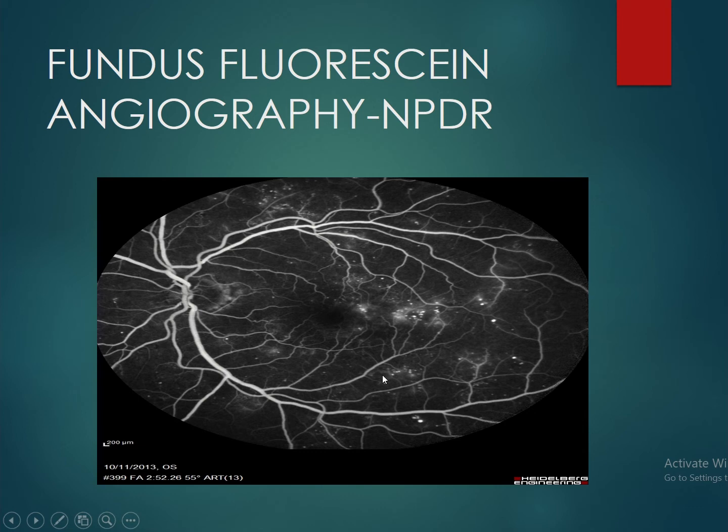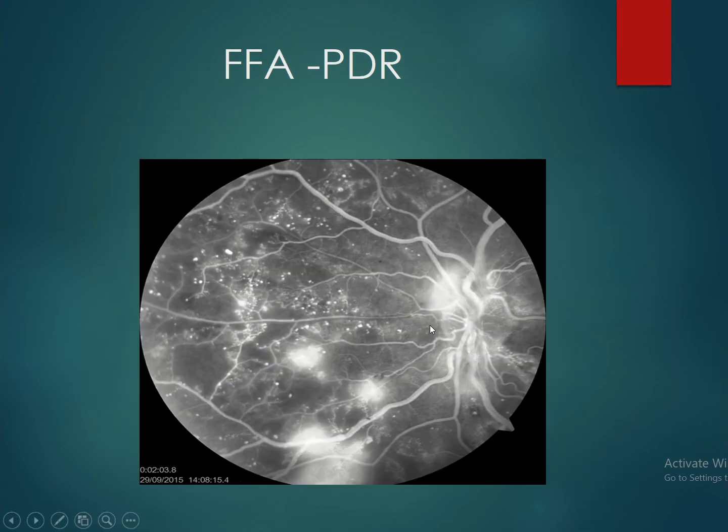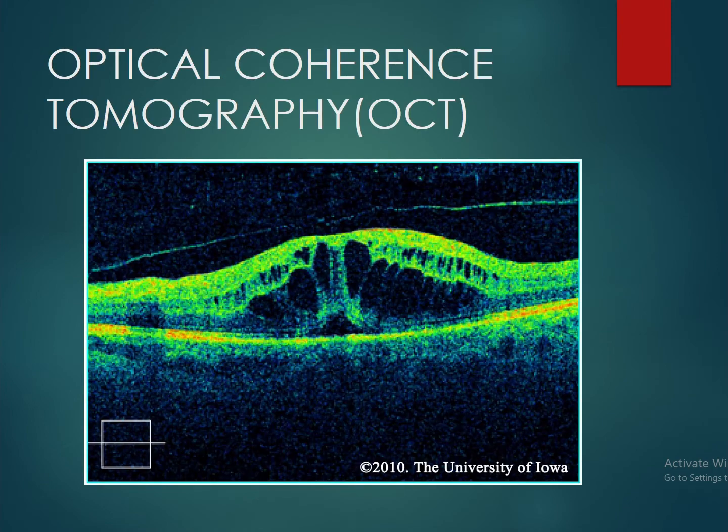This is a fundus fluorescein angiography picture of a non-proliferative diabetic retinopathy. Here you can see there is a gross leakage from vessels. New vessels usually leak. So this is a picture of a fundus fluorescein angiography in a proliferative diabetic retinopathy. Look at the leakage here. There is a gross leakage from the vessels. So that is proliferative diabetic retinopathy. This is an optical coherence tomography picture showing clinically significant macular edema in a patient with diabetes mellitus.